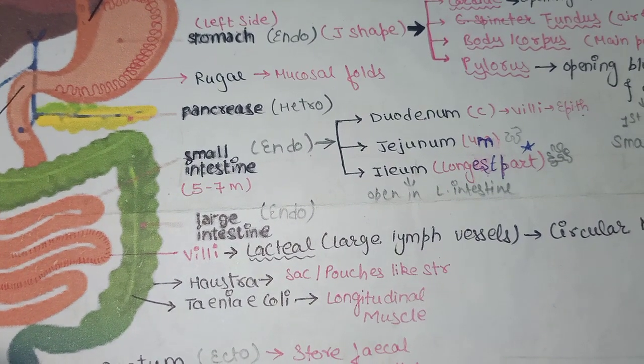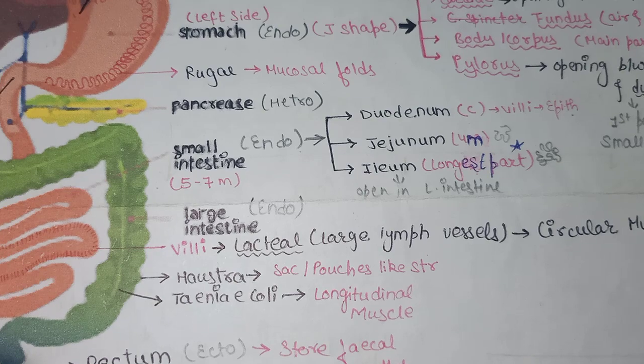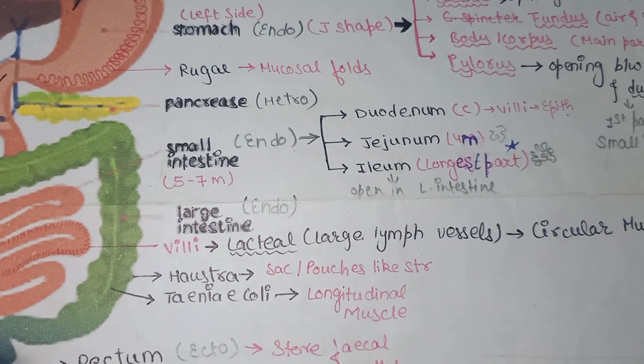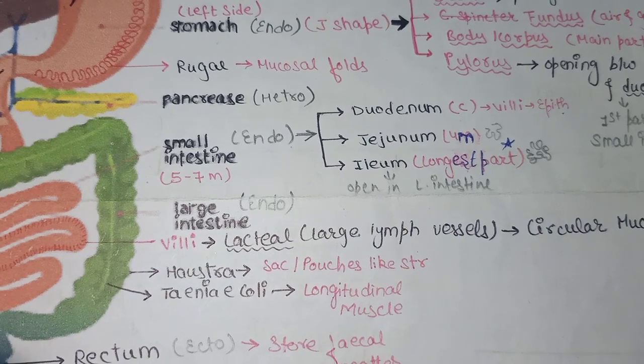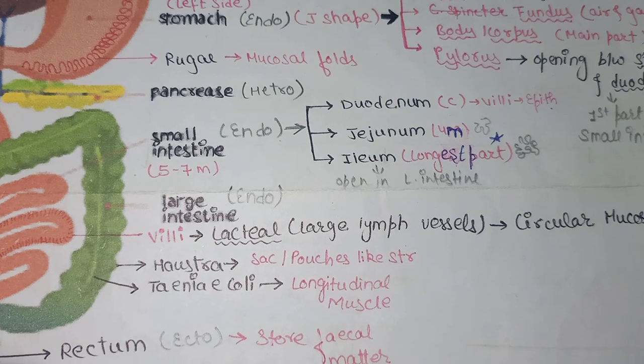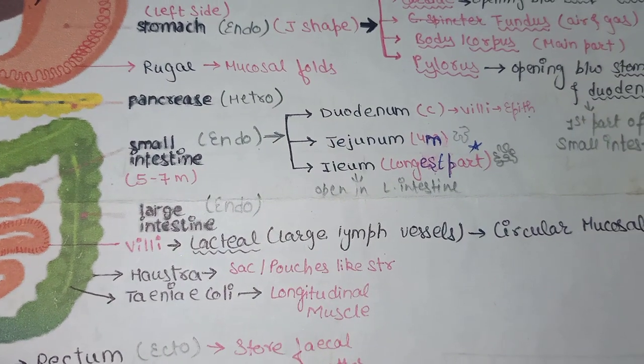It is the pancreas, which is known as heterocrine. Why do we call it heterocrine? Because it is both endocrine and exocrine in origin. Our small intestine has three parts: the duodenum, which is C-shaped.